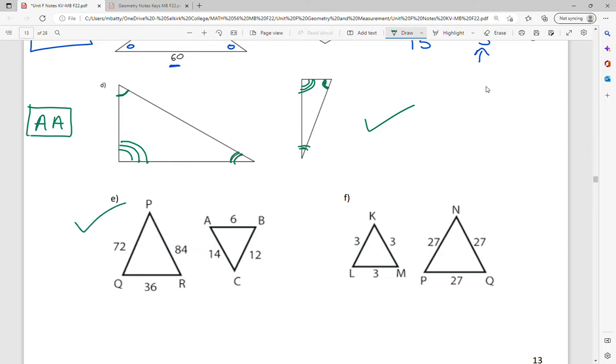The last two down here, you can take a look to set them up. They are going to be similar triangles. I've done my answer key for these, and the proof of these is going to be side, side, side. So take a minute to set up your ratios so that you can prove to yourself that they are similar triangles.